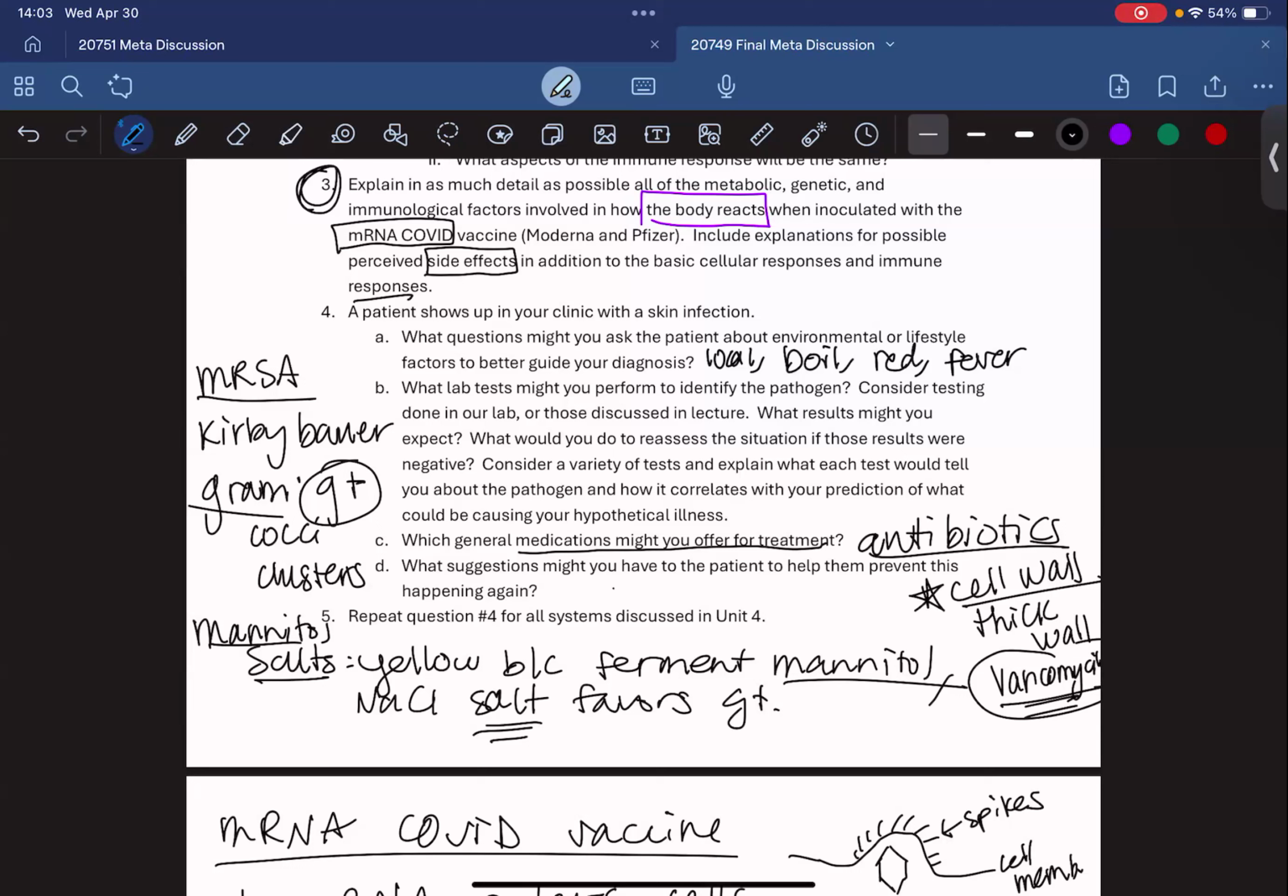What suggestions might you have to the patient to help them prevent this from happening again? Be sure that anytime you're visiting the hospital, that you are sanitizing your hands before you leave, that you're washing your hands. Any of the surfaces that you touched could potentially have any of these bacteria on them, as well as potentially even endospores from C. diff and things like that. So be sure that you're washing your hands every time that you leave the hospital.